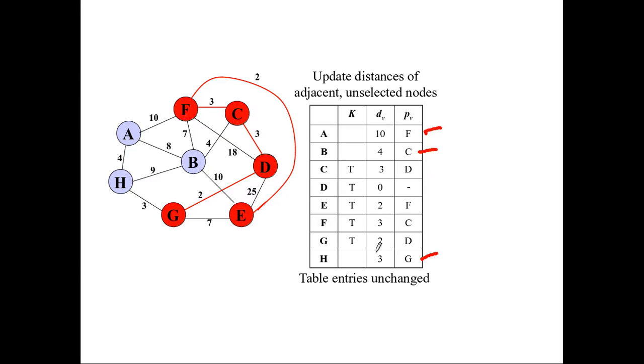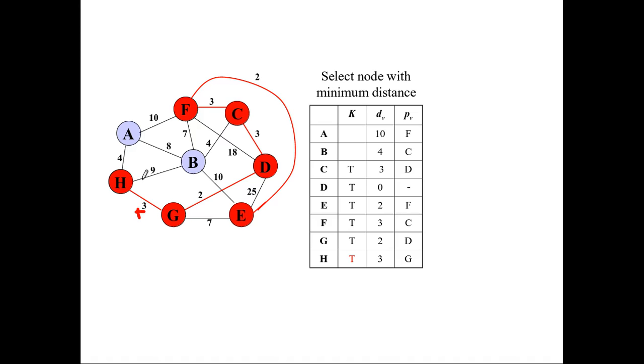Next, what is the next minimum unvisited node here, among 10, 4 and 3? 3 is the minimum, so H is the node which you visit. And how do I visit H? Via G. Okay, so staying at H, what are the possible nodes which I can visit? H to B, H to A and H to G. H to G is already visited, so I don't consider this. H to B is 9. Previously, what was the cost of reaching B? It was 4 via C, so 4 is less than 9. I don't do any modification.